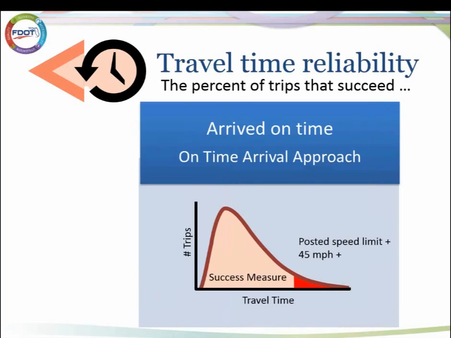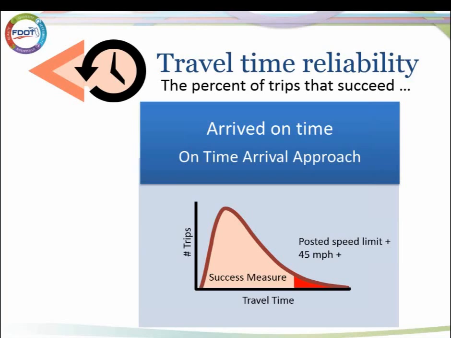Within Florida, our primary definition is relating to this on-time arrival. Is the trip made in a successful amount of time or not? In general, we work with the posted speed limit. This would be for freeways or limited access facilities. In general, it would be a reliable trip if you can go at the speed limit, or people could go above the speed limit.